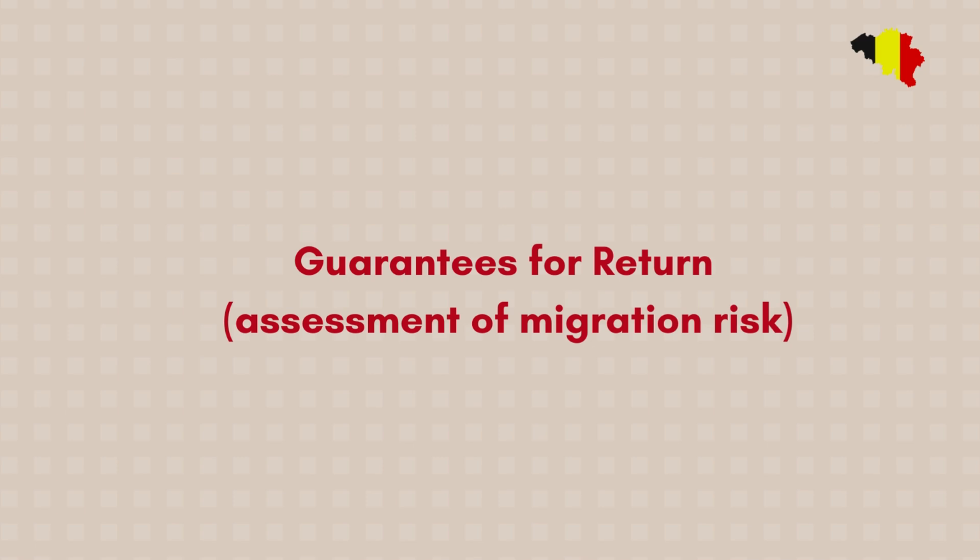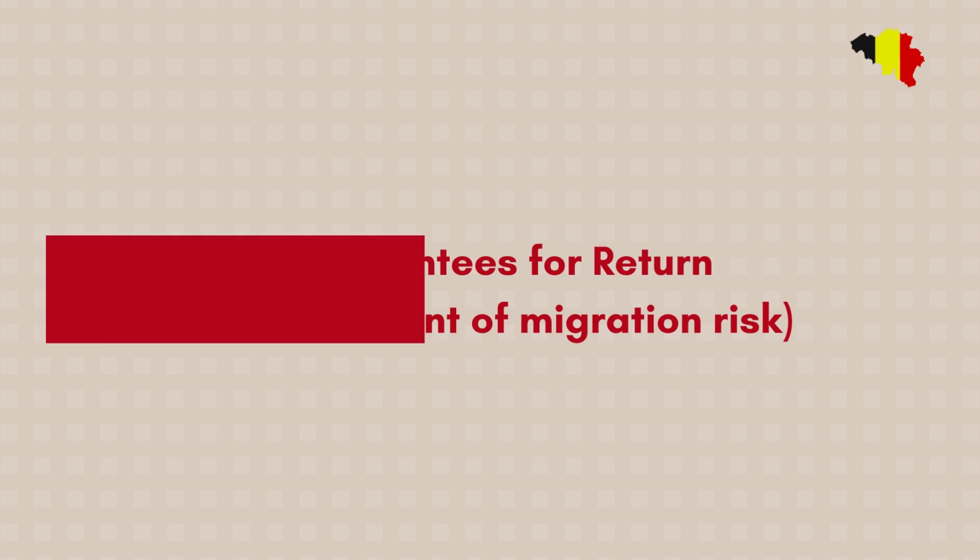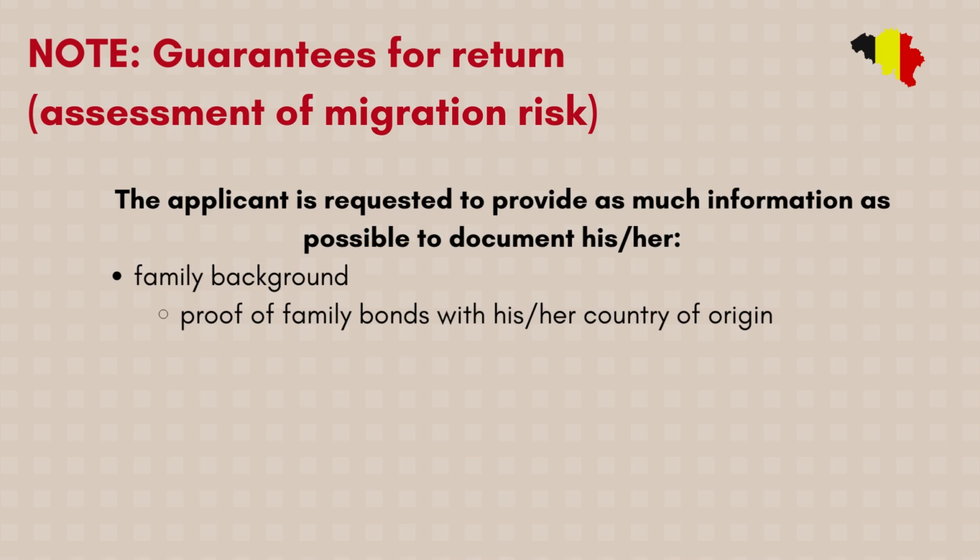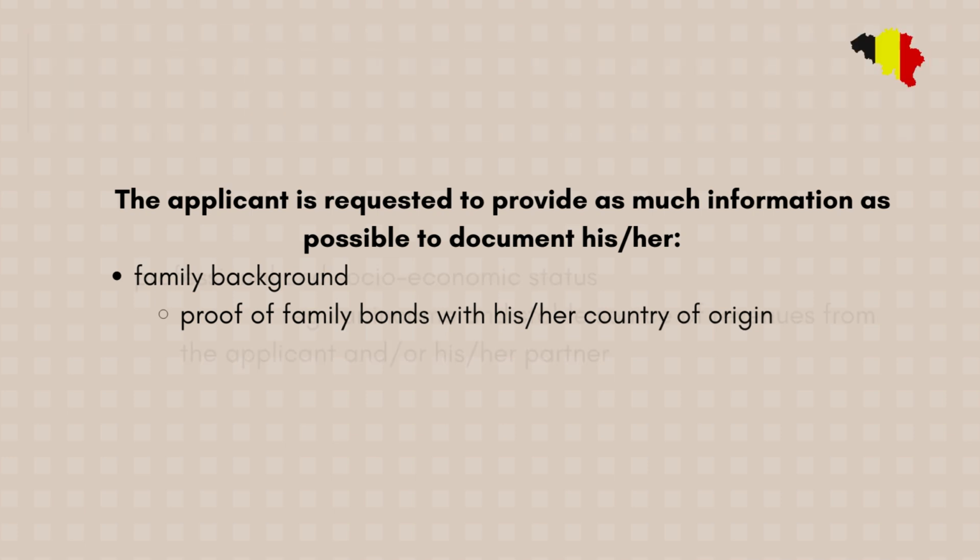Now, take note that the Belgian embassy assesses your migration risk, or takes note whether you are guaranteed to return to your home country. So, as much as possible, the applicant is requested to provide any document or information about, number one, their family background. As I've mentioned earlier, if you are married, that would be your marriage certificate. And if you have children, that would be the birth certificate of your children.